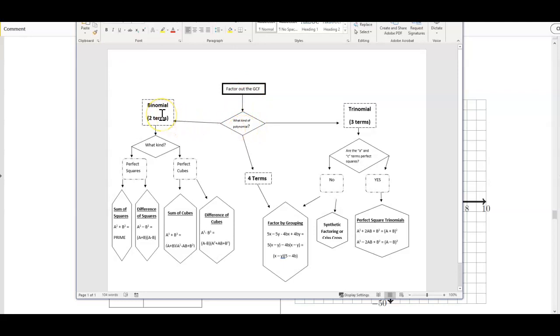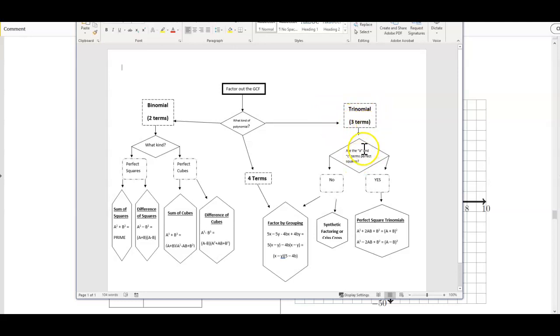Does it have 2 terms? Does it have 3 terms? Or does it have 4 terms? Because depending on what kind of polynomial it is, you're going to factor these in different ways. And this will help you know, okay, where am I going with this? So a lot of the things that we've been working with are these trinomials, the 3 terms.